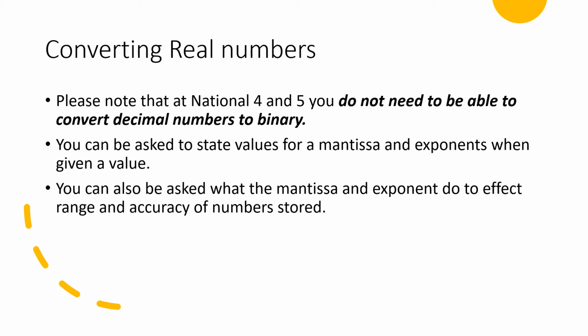And then lastly, as I've mentioned, the number of bits allocated to the mantissa and the exponent to store these values has an effect on the range and accuracy. So the mantissa and the exponent both have an effect on the range and the accuracy, and you may be required to state what the effect actually is. Hopefully that's helped with some examples.